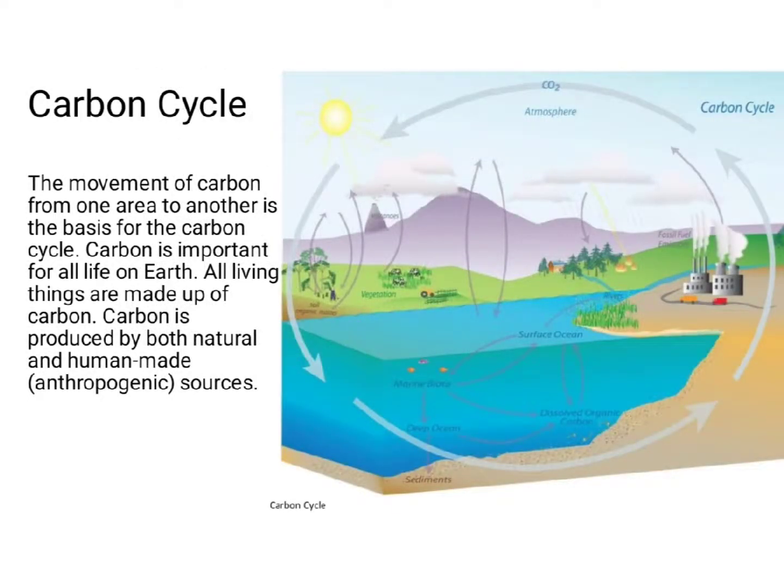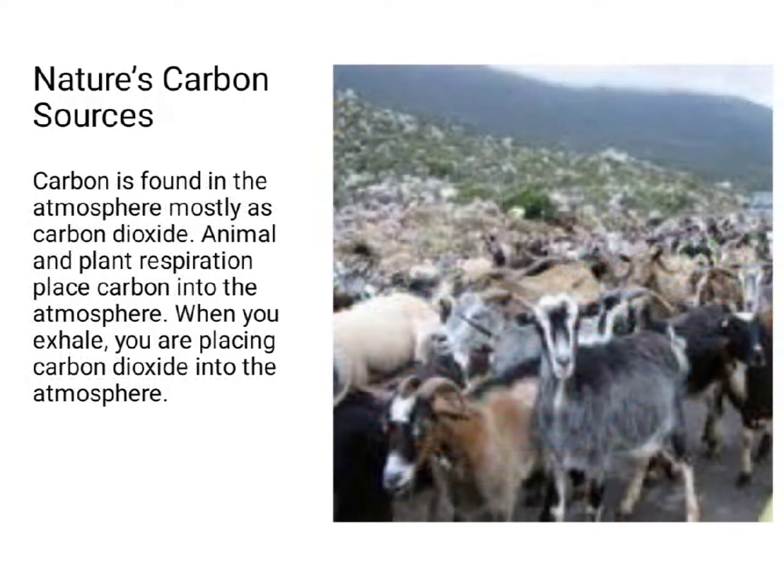So, the carbon cycle. The movement of carbon from one area to another is the basis for the carbon cycle. Carbon is important for all life on Earth. All living things are made up of carbon. Carbon is produced by both natural and human-made, anthropogenic, sources. So one of nature's carbon sources is found in the atmosphere, mostly as carbon dioxide. Animal and plant respiration place carbon into the atmosphere. When you exhale, you are releasing carbon dioxide into the atmosphere.